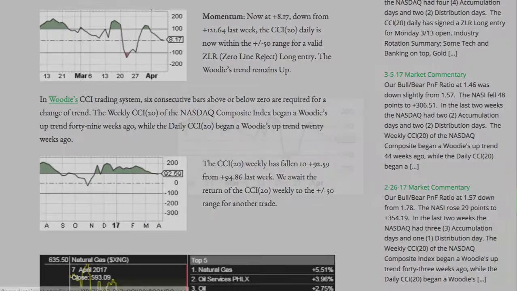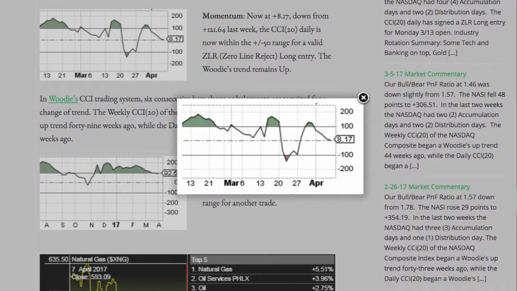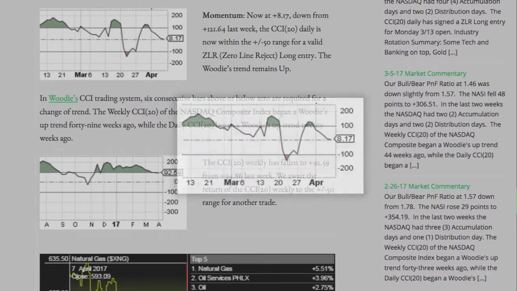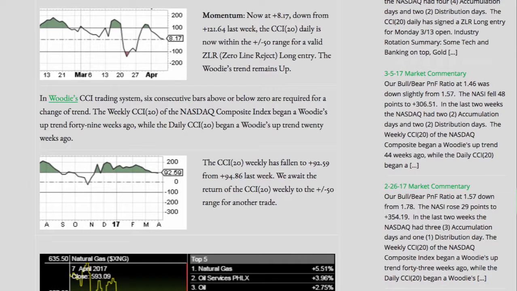Momentum, now at a positive 8.17, down from a positive 121.64 last week. The CCI 20 daily is now within the plus or minus 50 range for a valid zero-line reject long entry. The Woody's trend remains up. In Woody's CCI trading system, 6 consecutive bars above or below zero are required for a change of trend.